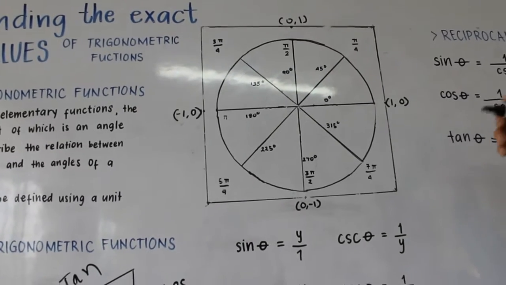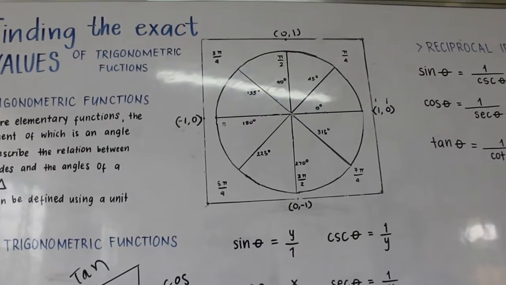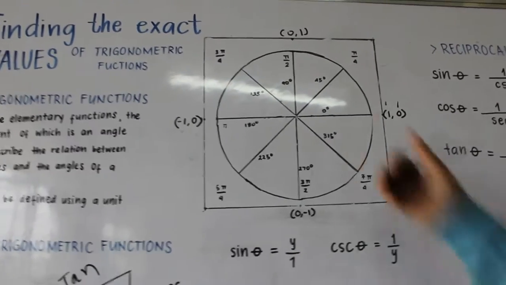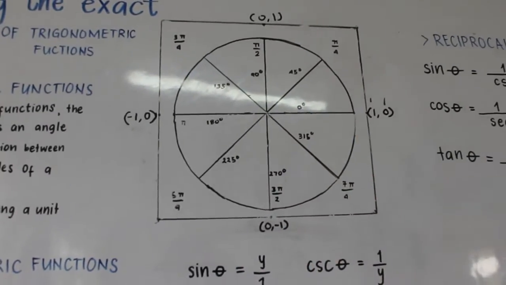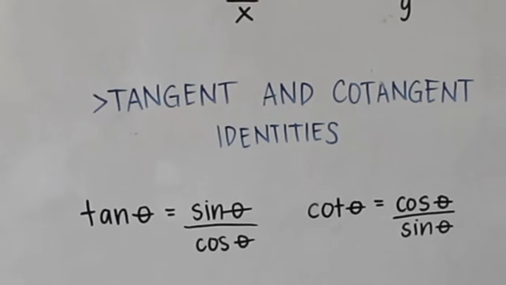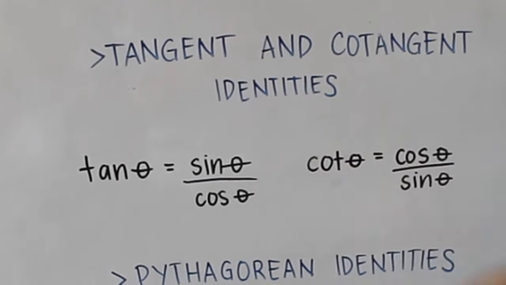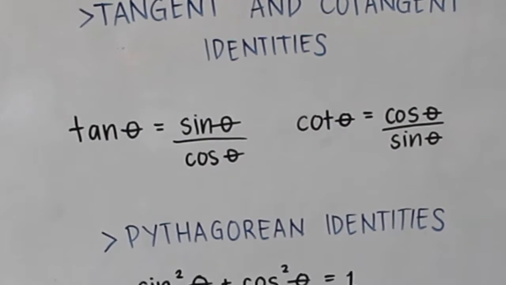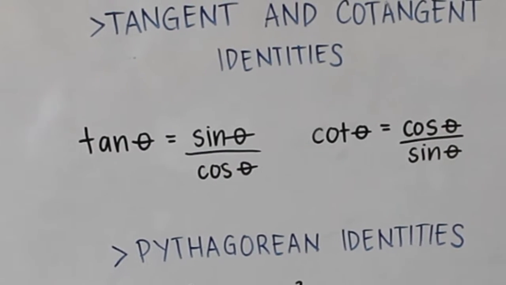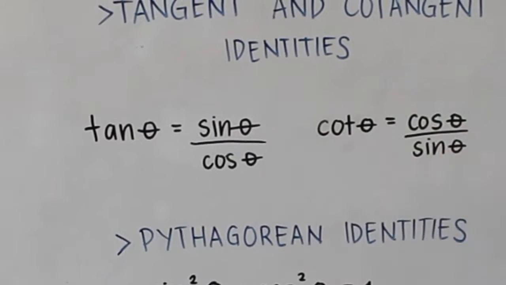So as you can see, this is for cosine and this is for sine, x and y. And as you can see, there's 45, 90, 135 for the unit circle. Now let's go to tangent and cotangent identities. Using these identities, we can determine the tan theta and the cotangent theta, since they are just reciprocals of each other. So tan theta is equal to sine theta over cos theta. On the other hand, cotangent theta is equal to cosine theta over sine theta, because it's just a reciprocal of them.